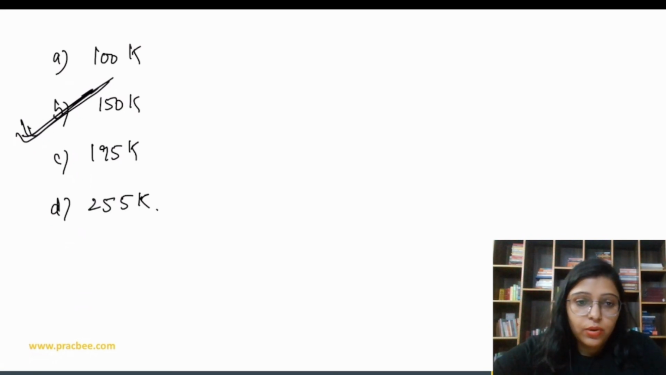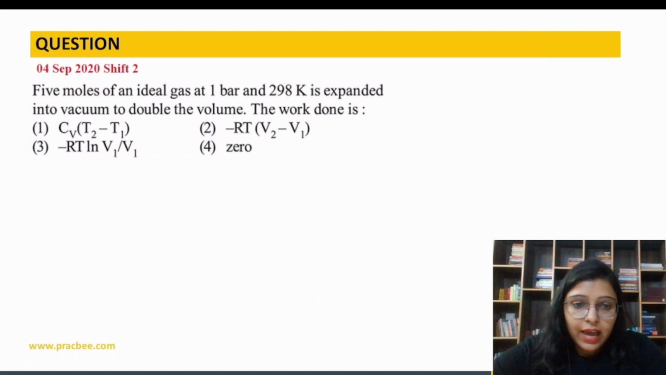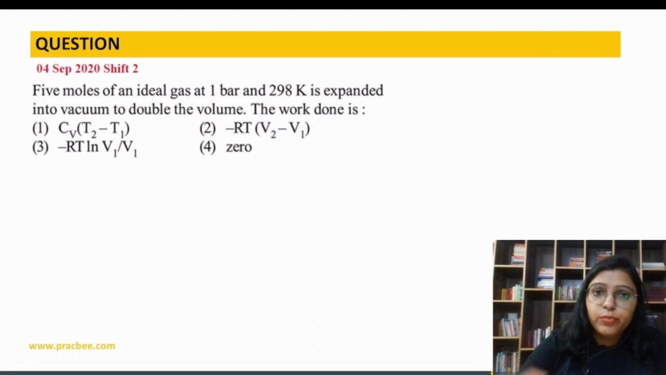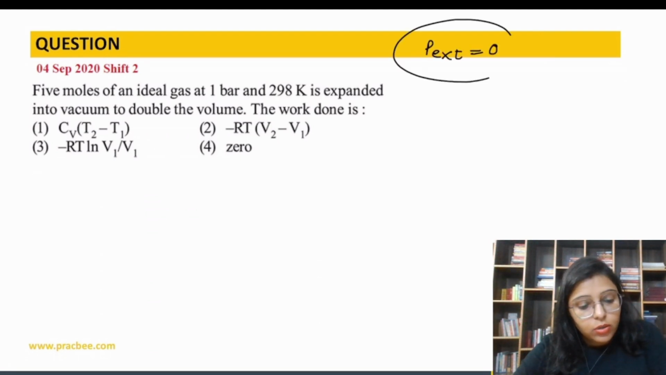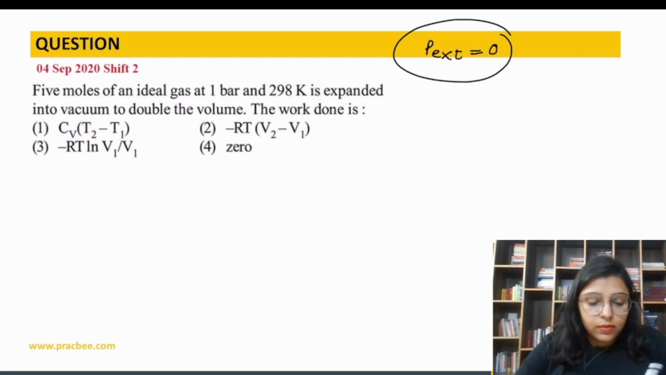Okay. Now let's do the next question. In the next question, we have 5 moles of an ideal gas at 1 bar and 298 Kelvin expanded into vacuum to double the volume, right? Vacuum means external pressure is equal to 0. So what is the work done? That is minus P external delta V.